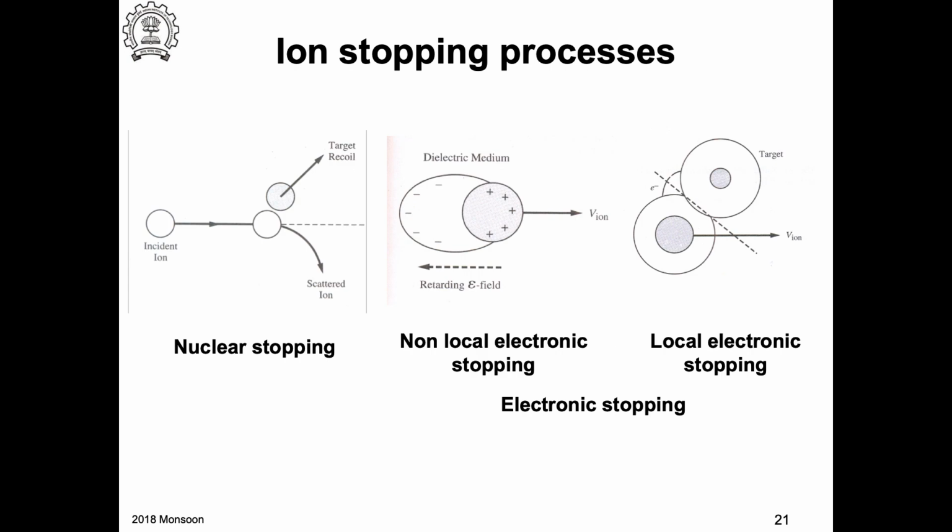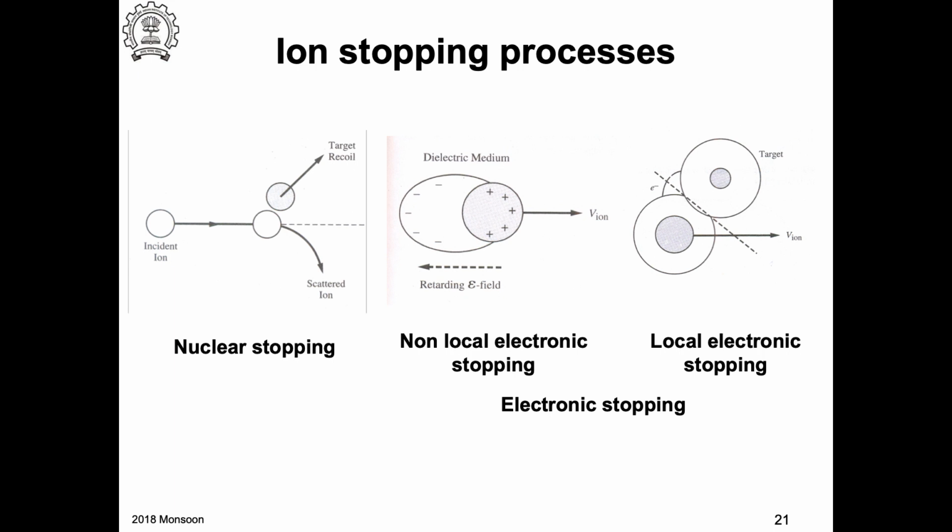Okay, the ion stopping process is something that we have already briefly discussed. You have the nuclear stopping, where the incident ions interact with the nucleus of the host atoms, and the incident ion may get scattered and the target can get displaced, and so on.